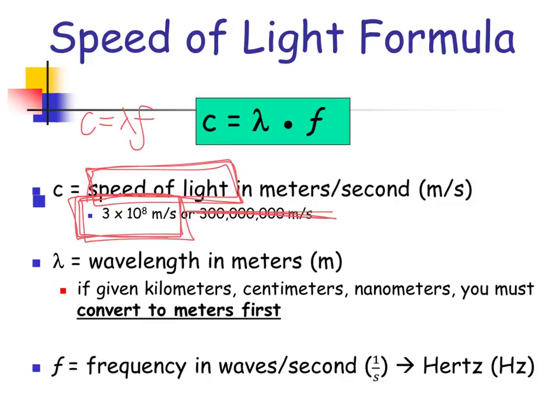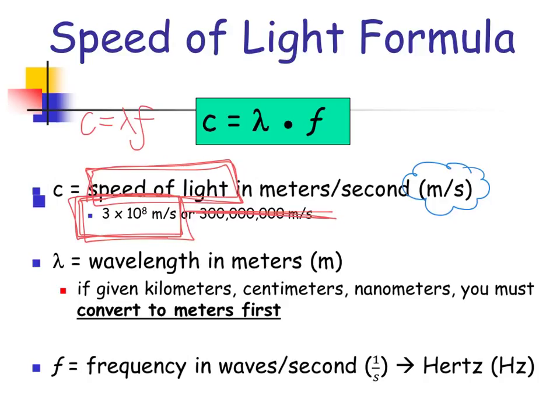186,000 miles every second. So if I had a light particle in my hand and I let it go and it traveled at the speed of light, in 1 second it could travel 186,000 miles. That's crazy fast. So the other thing I want you to notice about speed of light is that it's measured in meters per second. I'm always going to give you this number. It's not a secret. It never changes. It's a constant.